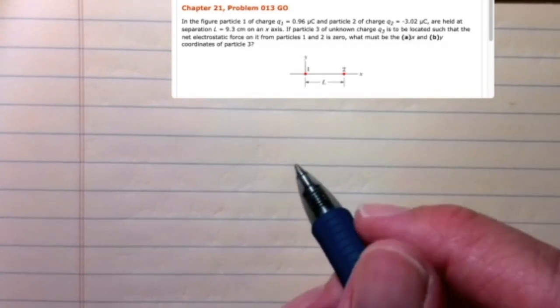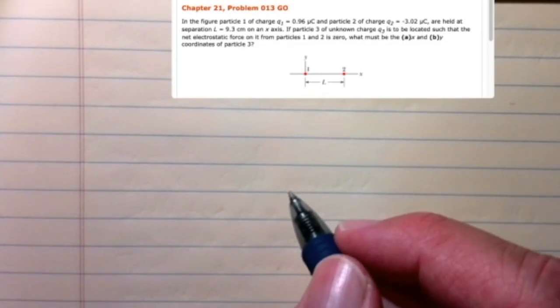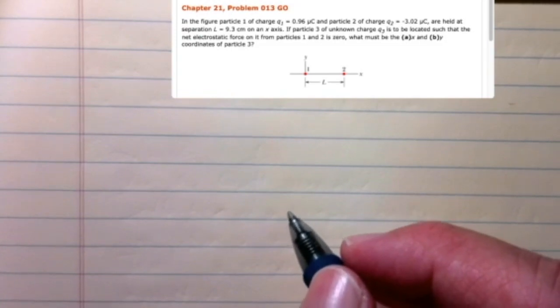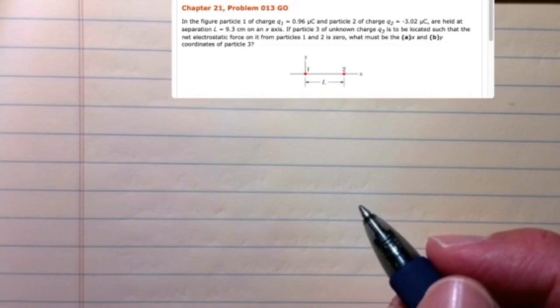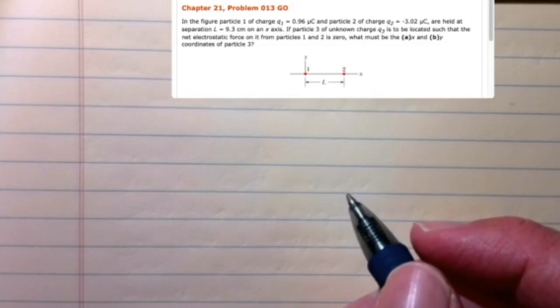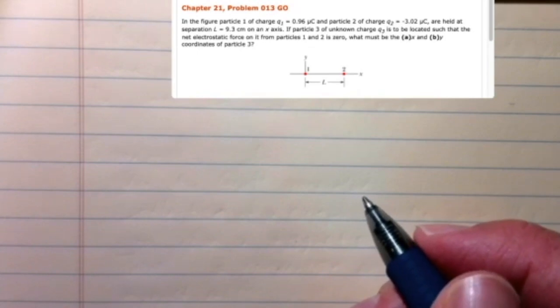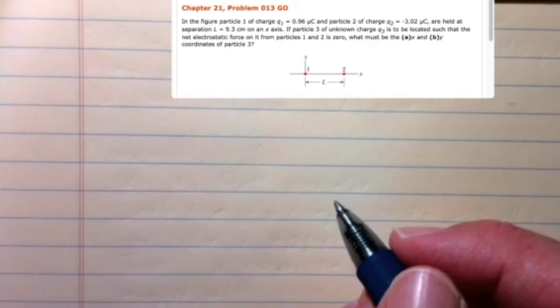Okay, so in the figure, particle 1 of charge Q1 equals 0.96 microcoulombs, and particle 2, charge Q2, equals minus 3.02 microcoulombs, are held at a separation L of 9.3 centimeters on the x-axis. If particle 3 of unknown charge Q3 is to be located such that the net electrostatic force on it from particles 1 and 2 is 0, what must be the x coordinate and the y coordinate of particle 3?